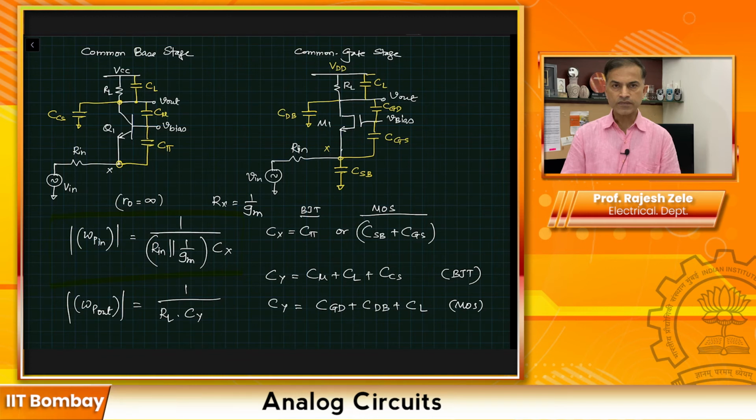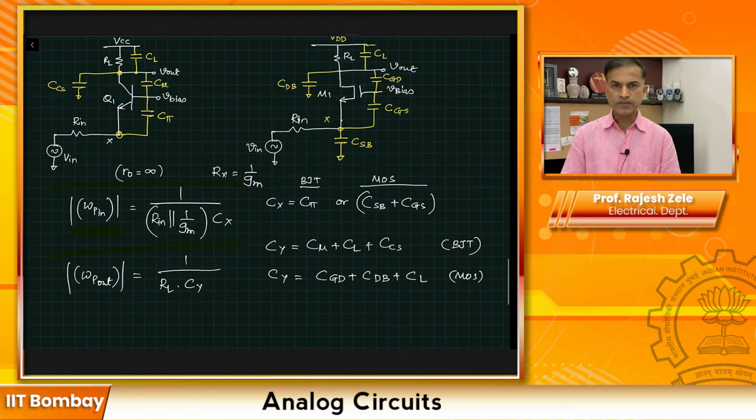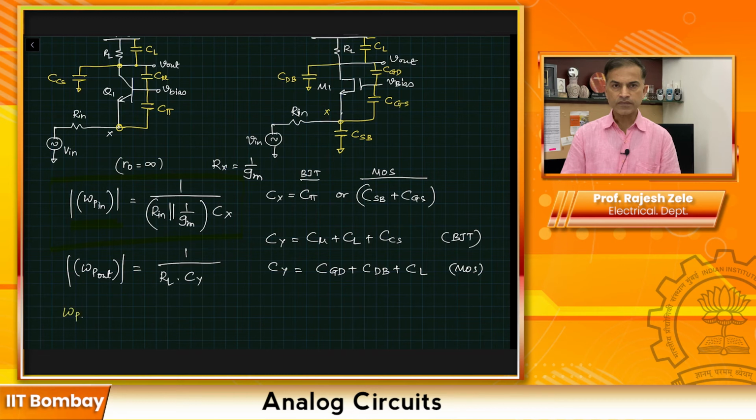So we can say that the input pole location is fairly close to Ft of the transistor, which we have seen: omega p in is close to Ft of the transistor, which is Gm divided by C. So this is a very high frequency, since we are talking about Ft of the transistor, which could be hundreds of gigahertz. So in the overall frequency response, it's the output pole which will dominate the response.